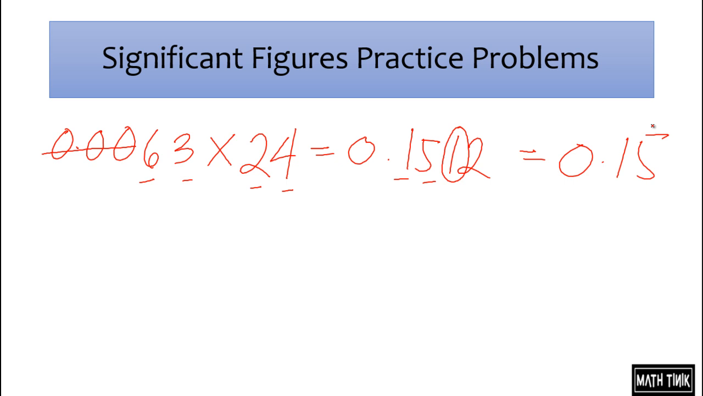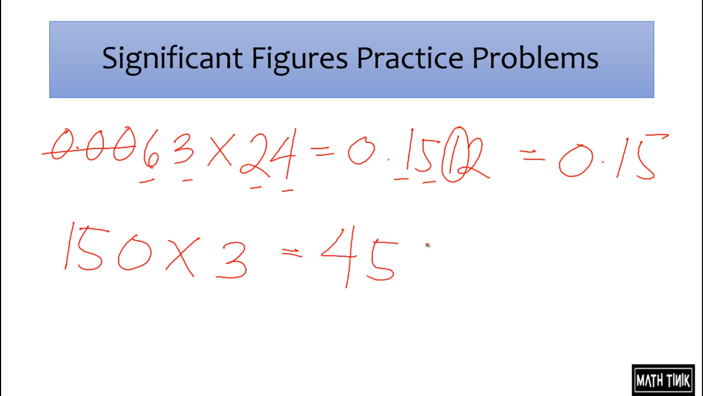Now, ito. Let's have 150 times 3. Let's multiply it with 3. Your calculator will give you 450. Now, we have here, in this side, the significant figures is 2, si 1 at saka si 5. Now, this 0 here is not significant because wala po siyang decimal place dito. So, if you want to know yung mga rules on how to determine if the number is significant or not, you can also refer to my previous video, wherein ang link po ay nasa video description.